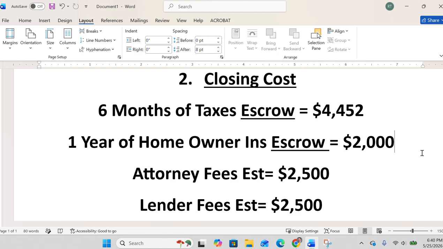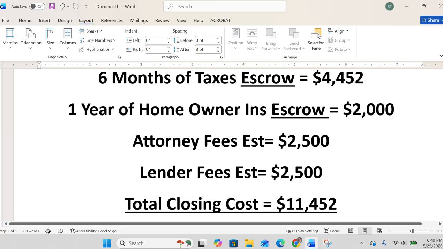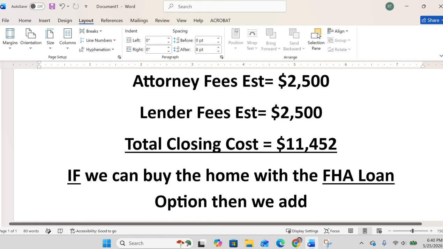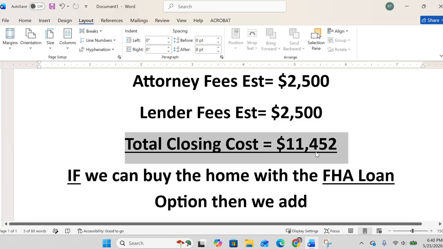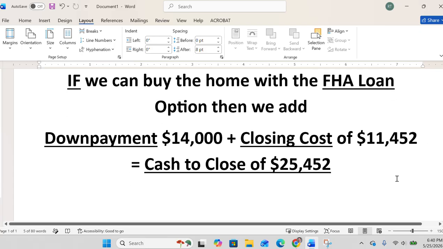your appraisal and other fees that lenders may charge, such as rate locks and all that kind of stuff. So your total closing cost is $11,452.